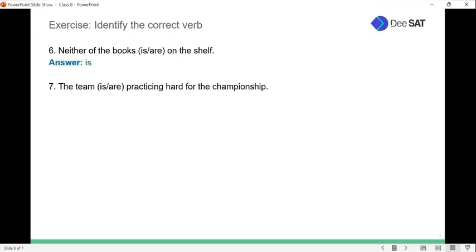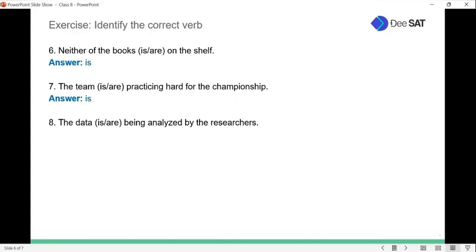The team dash practicing hard for the championship. Because the team is practicing collectively for the championship, it is again behaving as a singular unit, making is the right answer. So, the team is practicing hard.